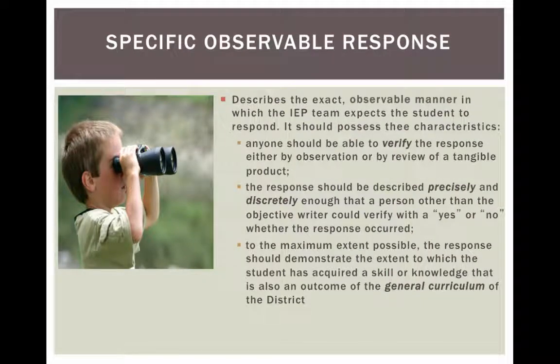So observable responses are just that. They are responses, they're the behaviors that we can see, that we can verify. They can be as simple as yes and no, which is measurable. Did the child do it or not? And to the maximum extent possible, the response should demonstrate the extent to which the child has acquired a skill or an outcome. And for most children, I should say, that will be skills or outcomes related to the general education curriculum.